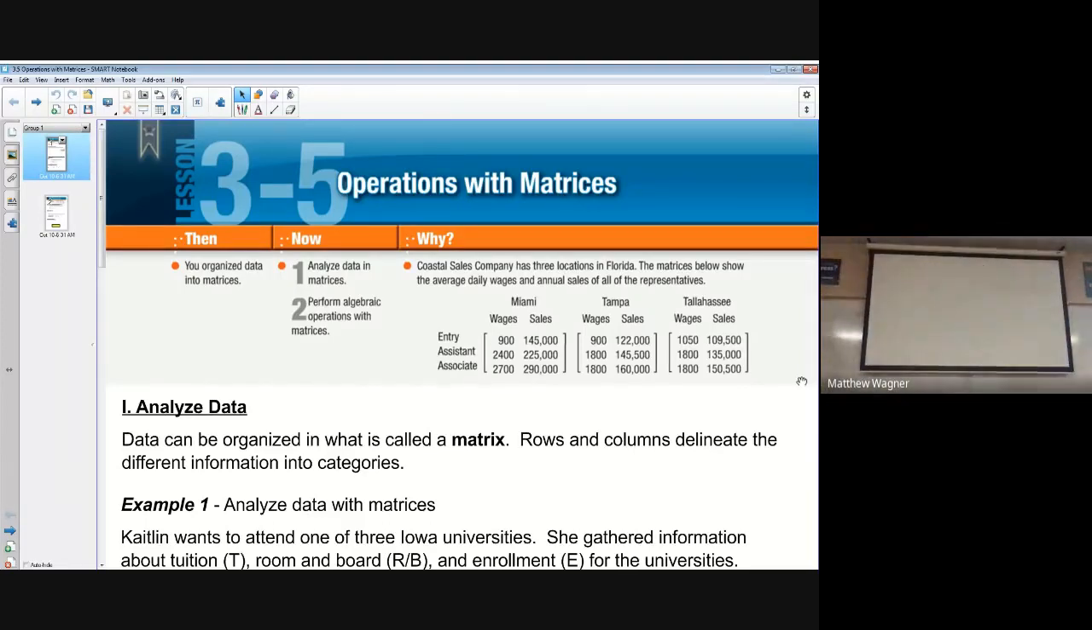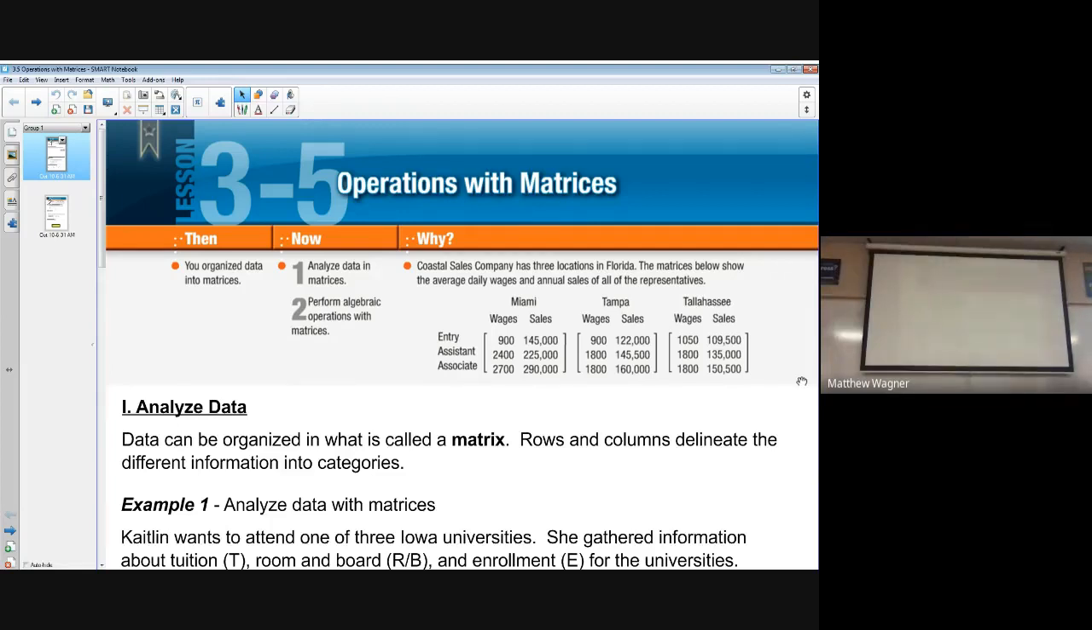All right, guys, we're going to take a look at 3.5 today. 3.5 is all about operations with matrices. Big deal. I know I had mentioned this last week, but the goal of the second half of chapter 3 is to make that process of solving systems much more efficient.